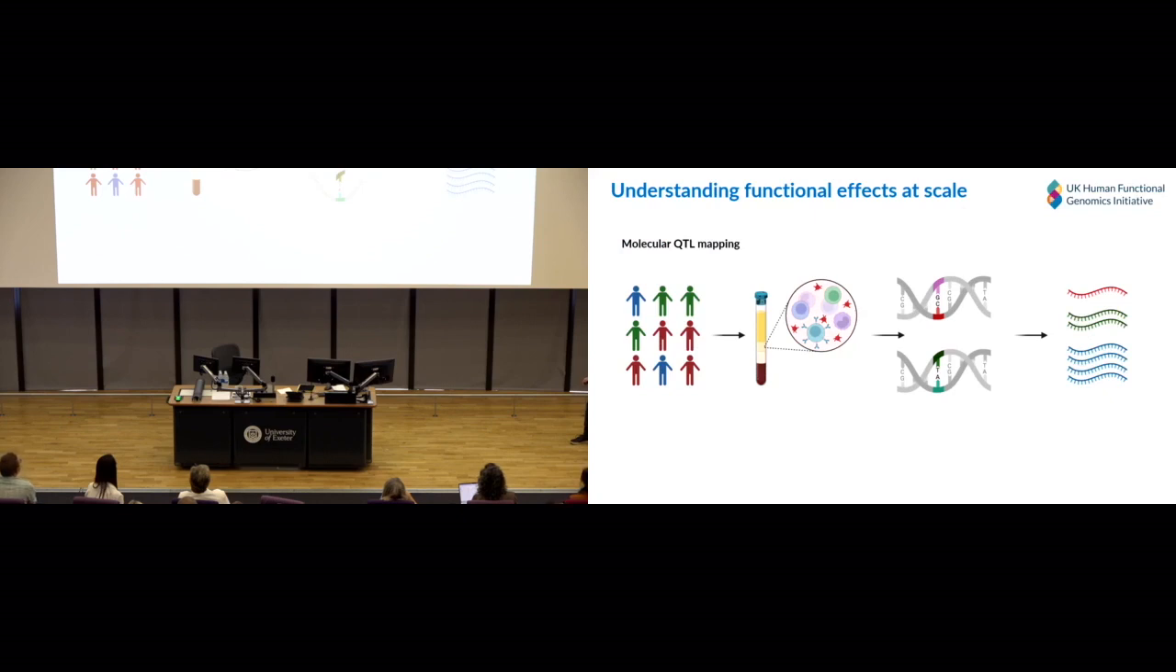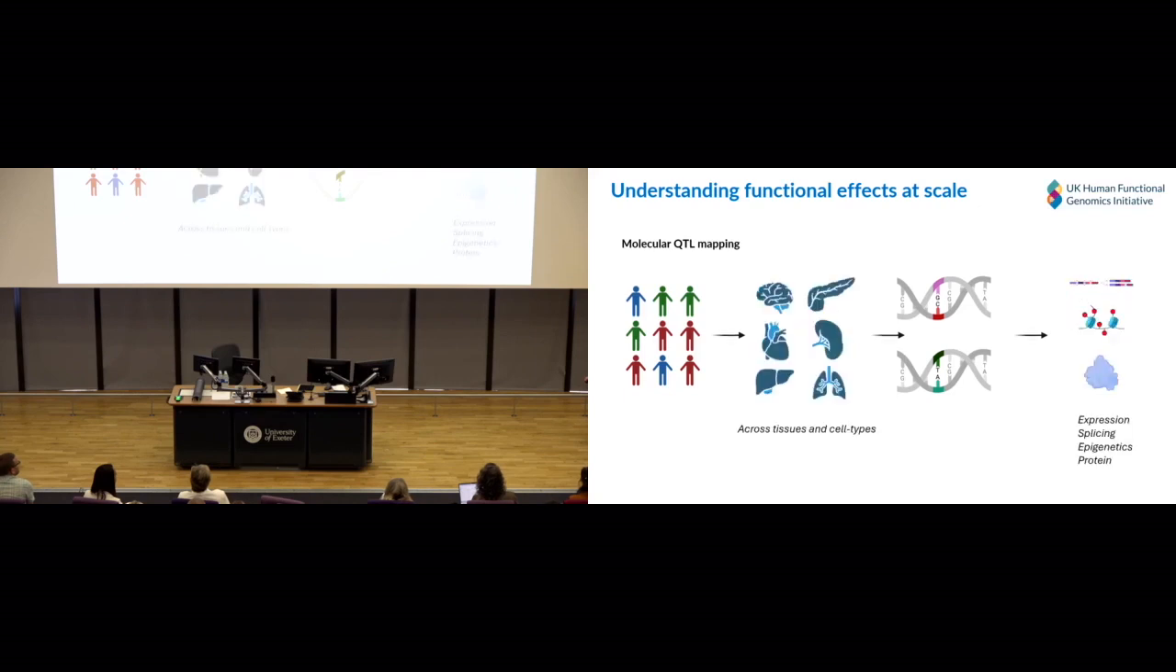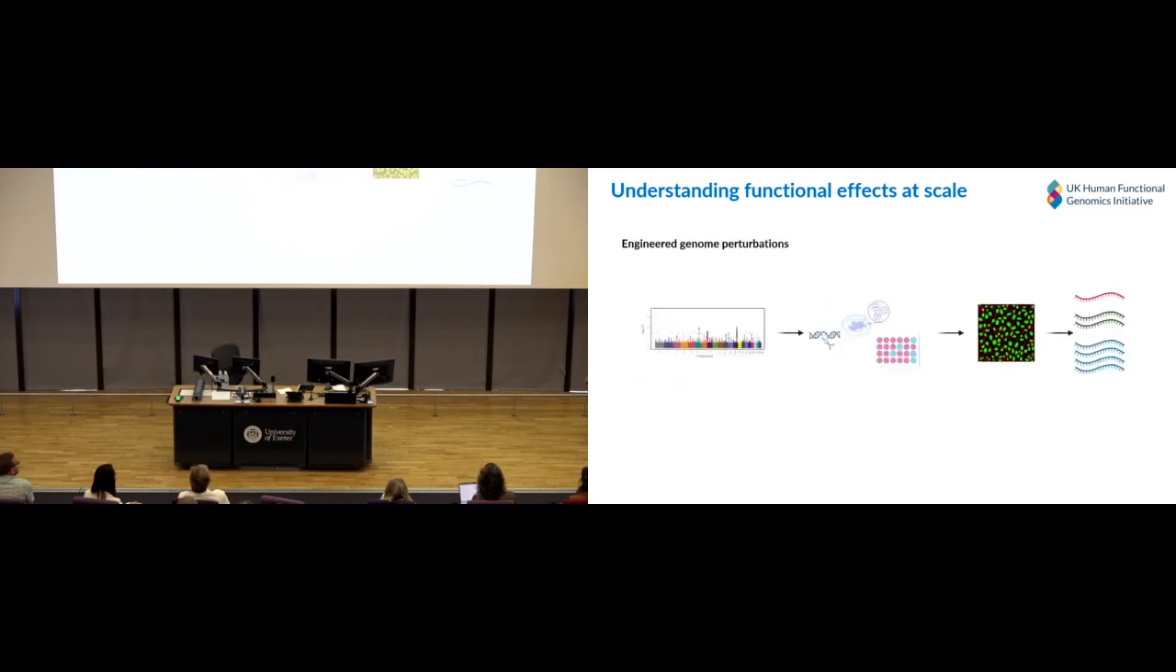So we're the UK Human Functional Genomics Initiative, and the term functional genomics, as everyone here knows, means lots of different things to lots of different people. So we're very interested in studying molecular QTLs. This is looking at how genetic variation impacts upon measures of gene function and gene expression. And we're doing that across tissues and different cell types. And we're looking at the effects of genetic variants on expression, splicing, epigenetic regulation, and actual levels of protein.